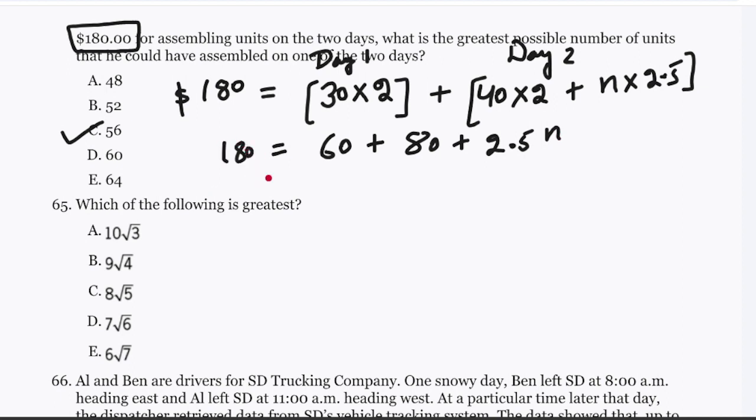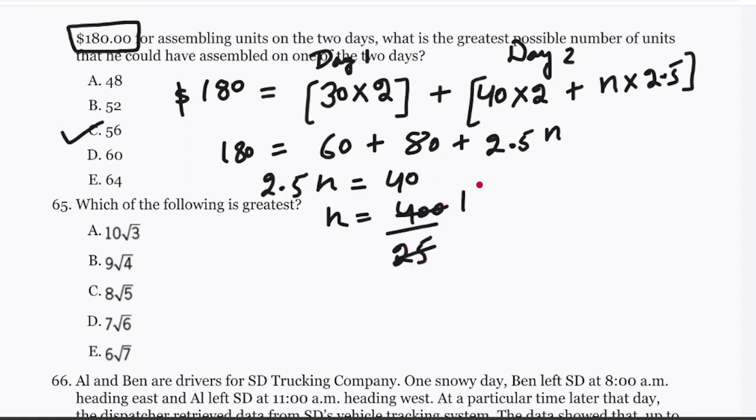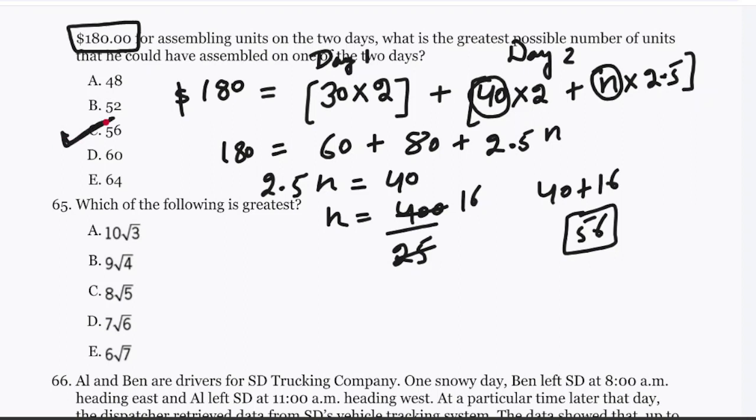That means if I take 2.5n here, after calculation 60 plus 80 is 140, and 180 minus 140 is 40. So n is going to be 40 divided by 2.5, that is 400 by 25. n is going to be 16. So on day 2 he can produce 40 plus n. That means the answer is going to be 40 plus 16, that is 56 units. That is the answer we are getting. Is it better now? हाँ सर.